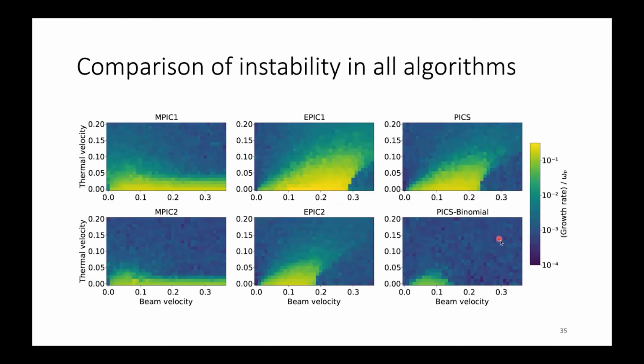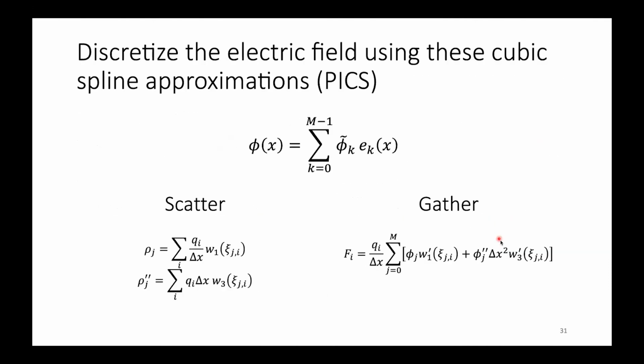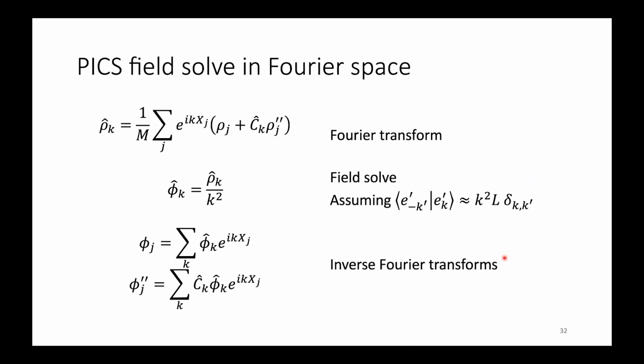Yeah, that's a good question. So in the scatter step here, you can see that we're still just doing an interpolation over the particles onto grid cells, only we're doing it twice. And the same is true for this gather. We're just doing 2 interpolations. And then in the field solve, we're just performing 2 Fourier transforms and 2 inverse Fourier transforms. So I would expect that the cost is almost exactly twice that of EPIC.